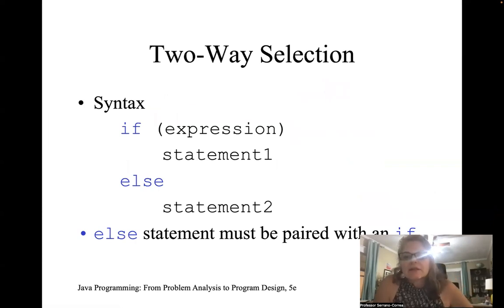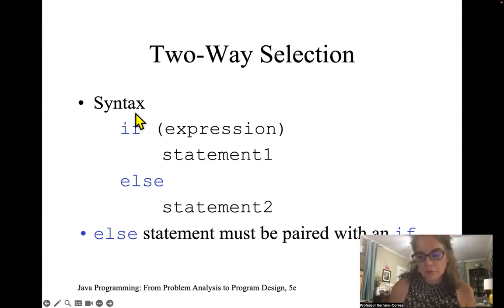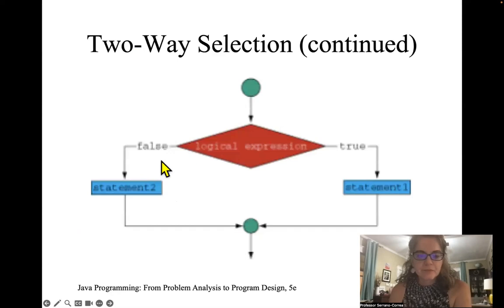Now, a two-way selection looks like this. If expression, if true, do this, else do this. So if it's true, it does statement 1. If it's false, it does statement 2. So the else statement always has to be paired with an if statement. If you have an else without an if, you're going to get an error. Here's how we flowchart a two-way selection.